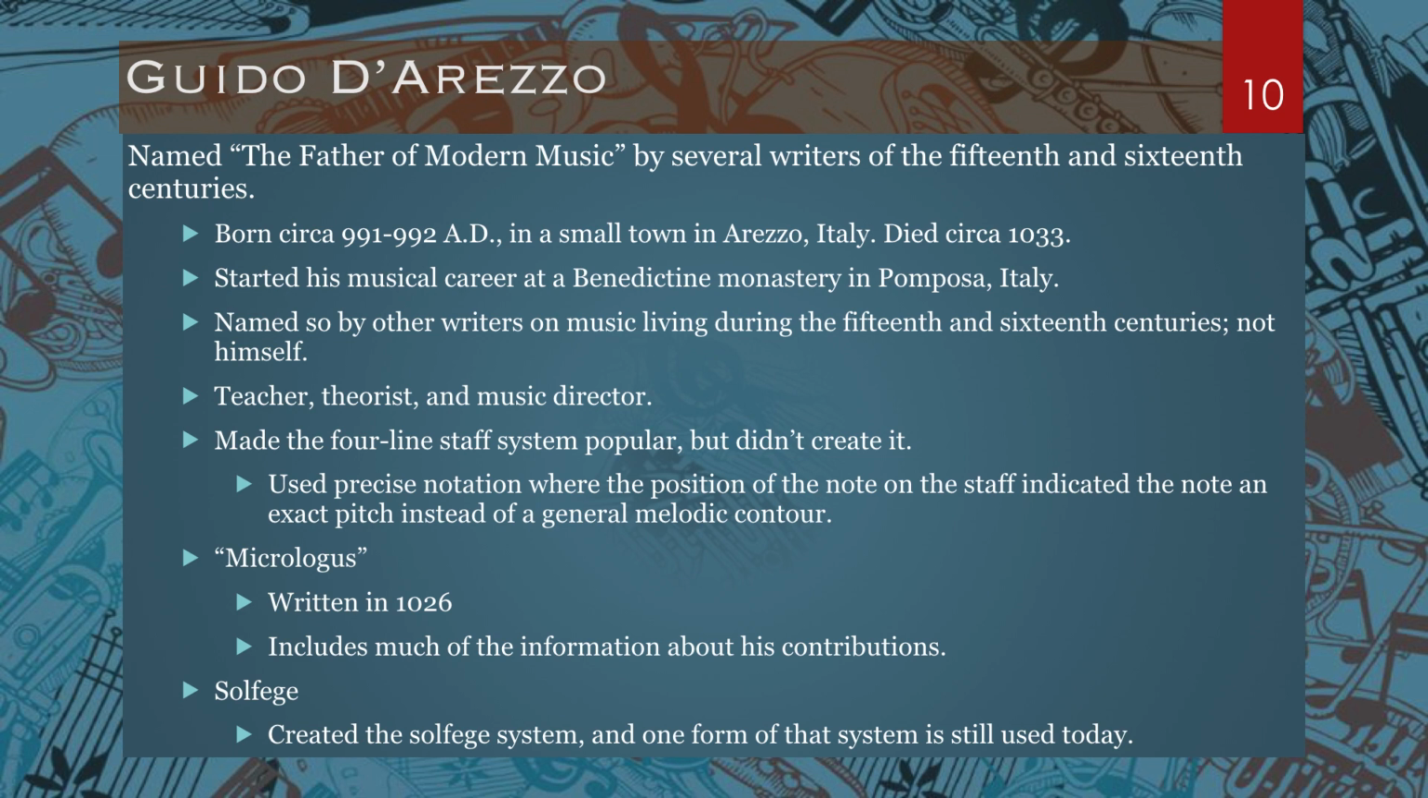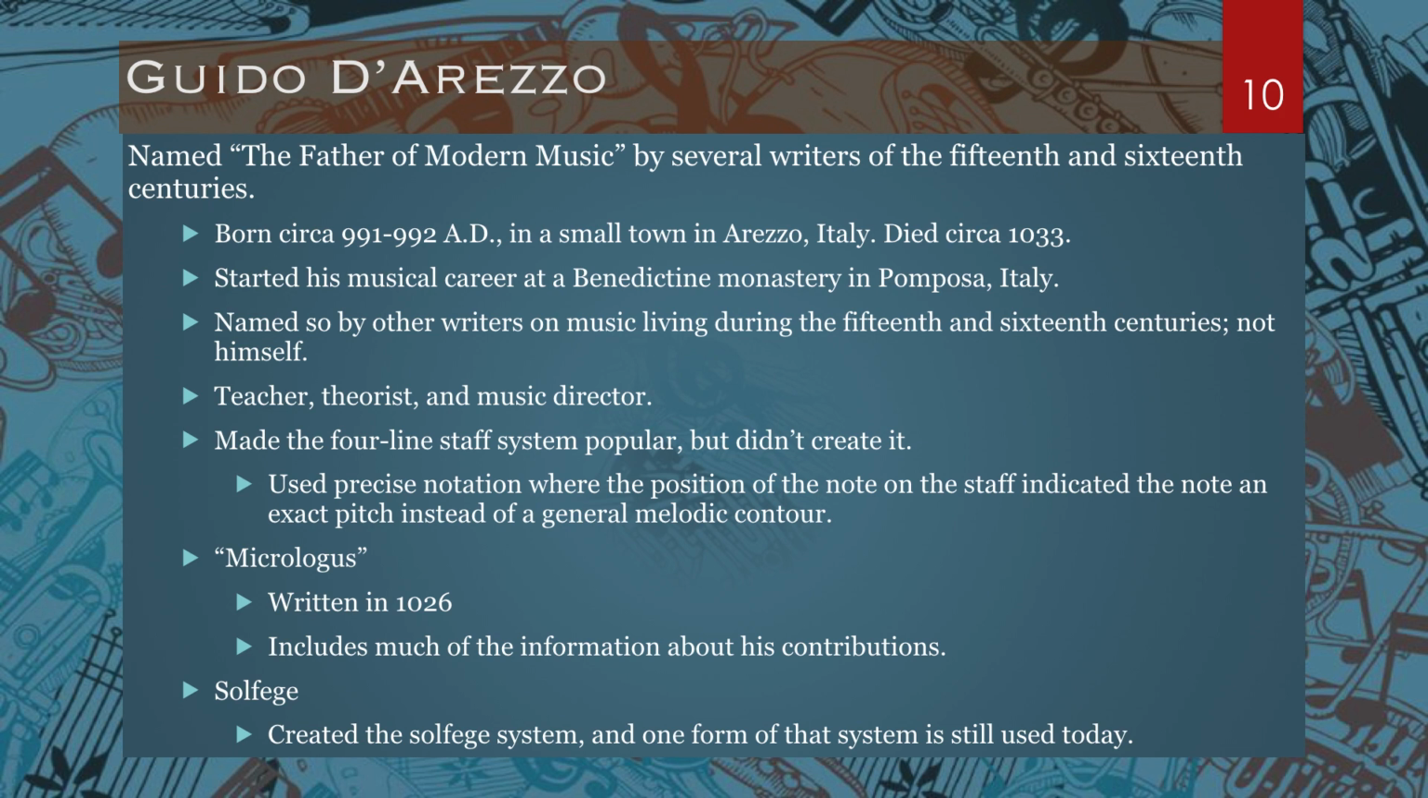So he didn't name himself the father of modern music. It was a name given by other writers on music who lived during the 15th and 16th centuries. He was a teacher, theorist, and music director, and he made the 4-line staff system popular, but it's important to note that he didn't create it. It already existed. He just refined it and made it a more effective system for musicians to use.